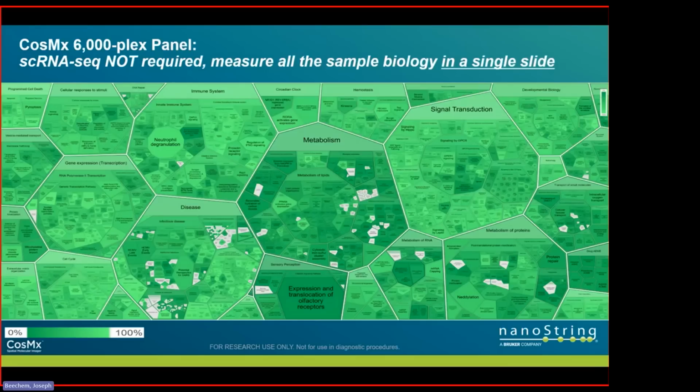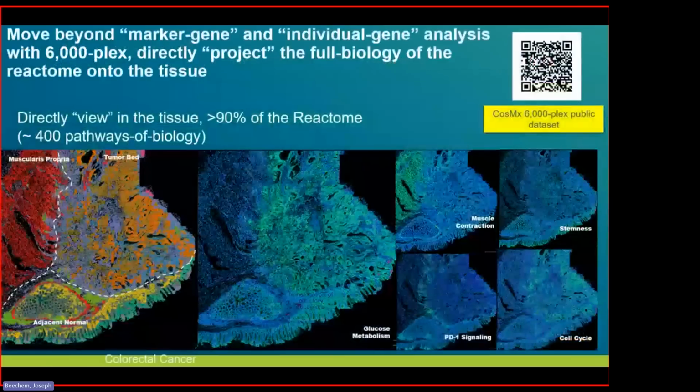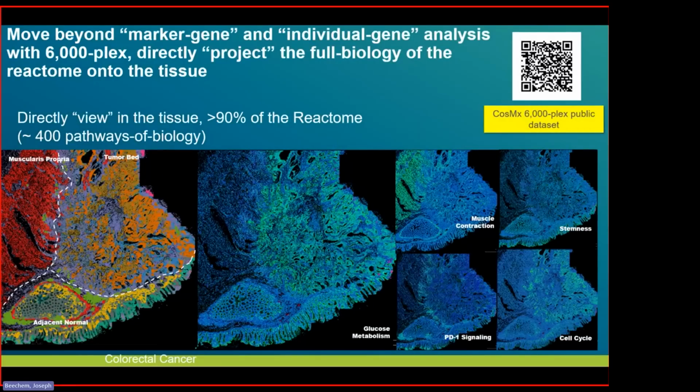And I'm going to briefly discuss 6000 plex. So what are some of the initial discoveries being made with 6000 plex, just to give you an idea of the kind of discoveries that are being made now at 6K. I think the beauty when you're imaging at this plex, it's important to think differently. You're not thinking about individual genes and marker genes. What you should be thinking about is projecting entire biological pathways onto your tissue.